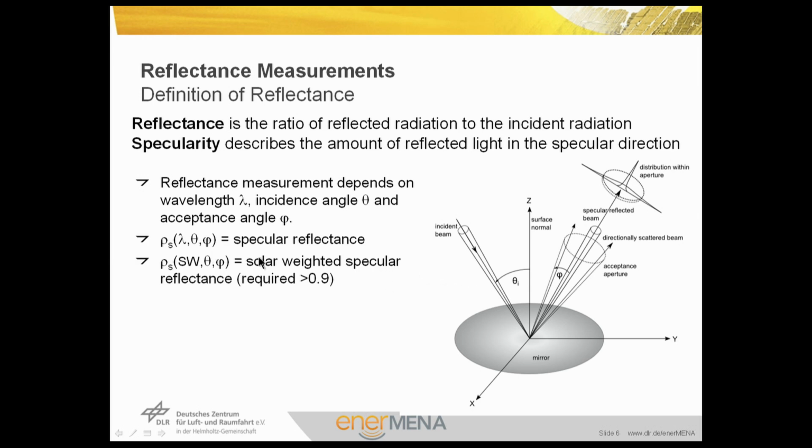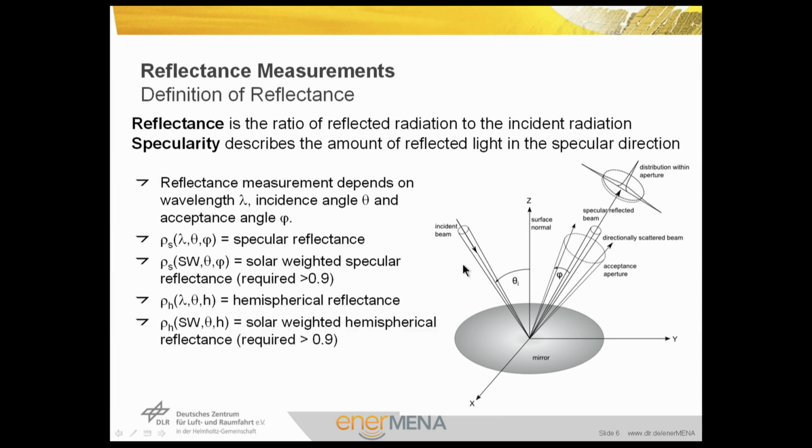So as symbolism, we always have to note those three components if we talk about reflectance. And so we write rho for reflectance, and then we define the wavelengths, the incidence angle, and the acceptance angle. If we talk about solar weighted reflectance, instead of the lambda for wavelengths, we put the symbol SW. The same for hemispherical reflectance with the index H. Since here no acceptance angle is necessary, we put in this position the H for hemispherical. Then we have the symbol G for the cleanliness factor, which I will talk about later.